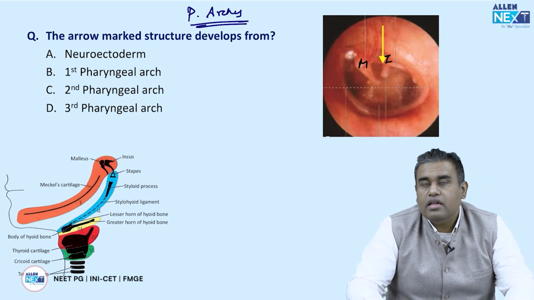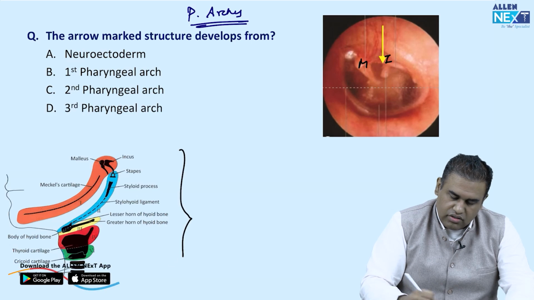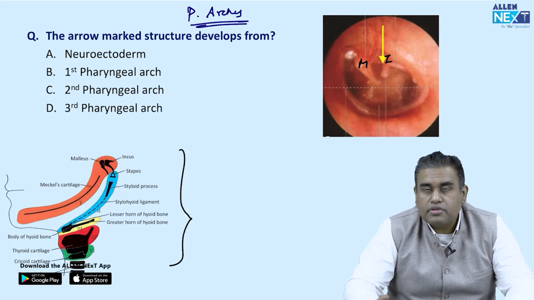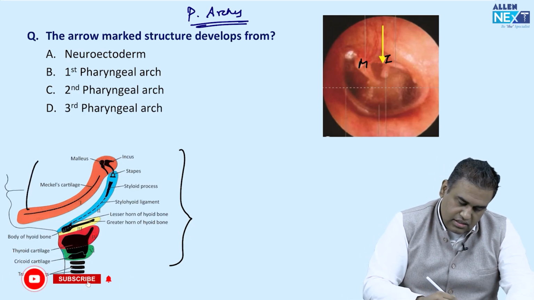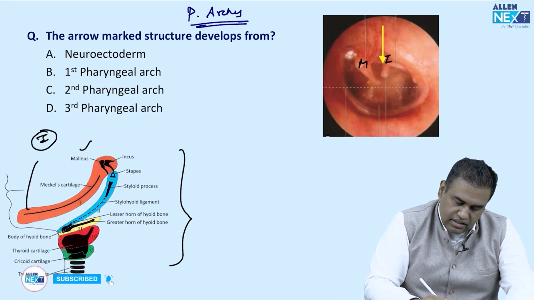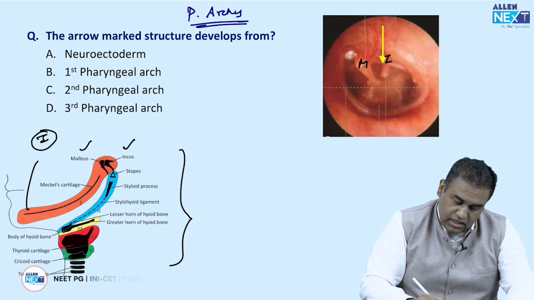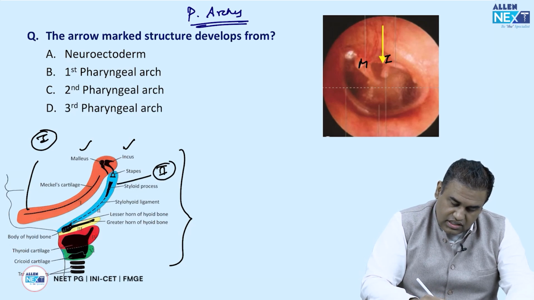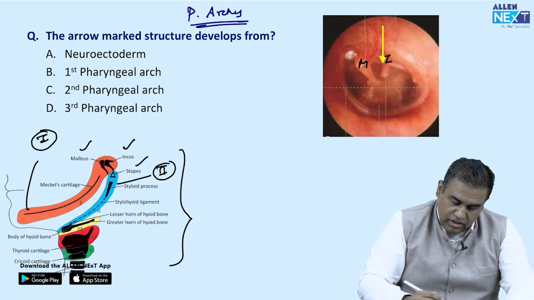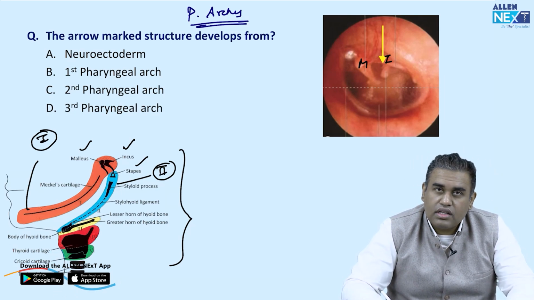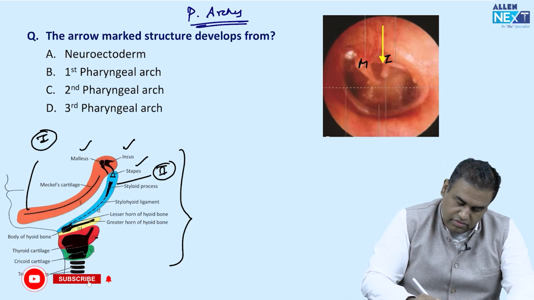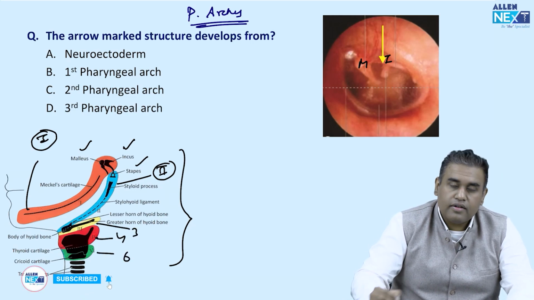Stapes is more medial. And look at this image over here that we have discussed in our subsequent videos. Beautifully color coded. This orange color is the first arch, which includes malleus and incus. This blue color is the second arch, including stapes. Then you have third, fourth, and sixth arch. Third arch is mainly for the hyoid bone, fourth and sixth for the laryngeal cartilages. These are fourth and sixth. This is the third over here.